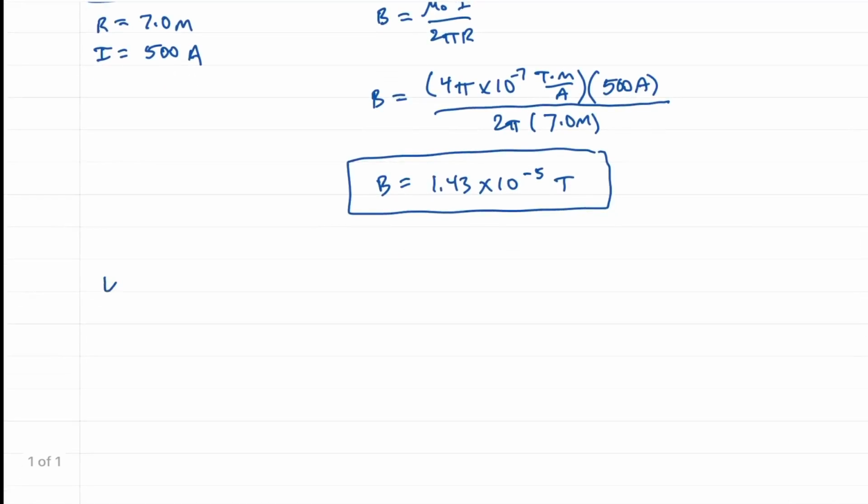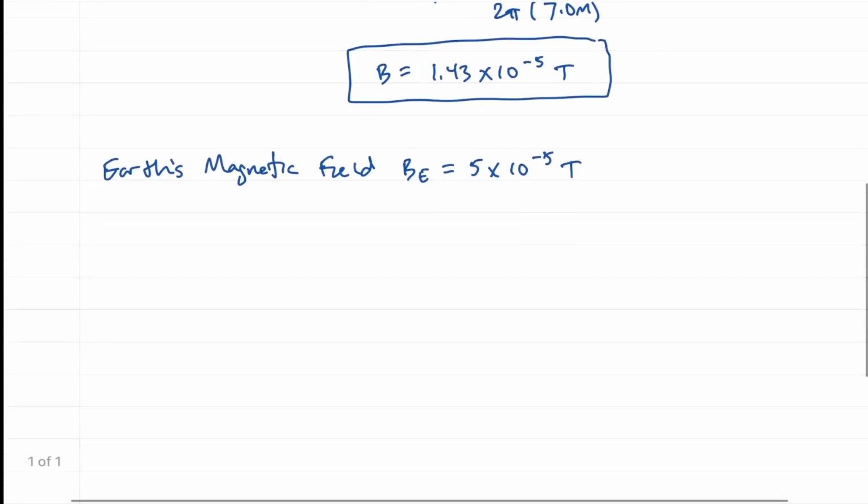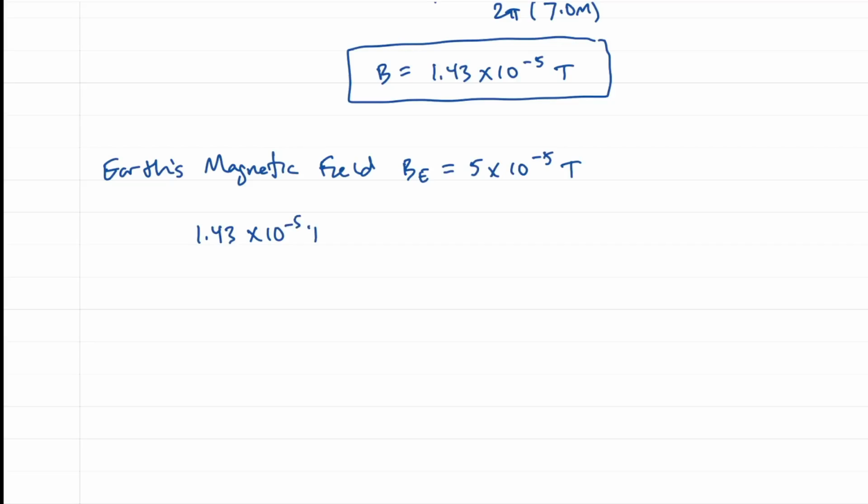Okay, Earth's magnetic field. It depends where you are, but let's call it B sub E for Earth, is on average 5 times 10 to the minus 5 Teslas. All right, so if we find the ratio, so we do 1.43 times 10 to the minus 5 Teslas divided by 5 times 10 to the minus 5 Teslas.